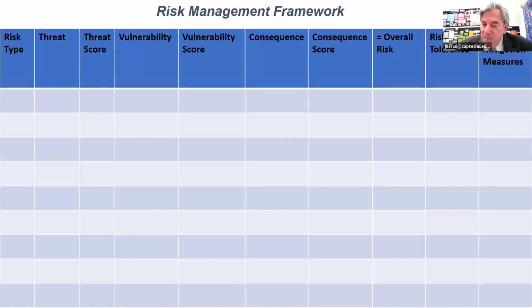And then you would enter in information and scoring on the risk tolerance per risk type, with high, low, medium, and so on. And then you would enter information on your prioritized mitigation measures that will be used to mitigate this particular risk. So I find this very useful.